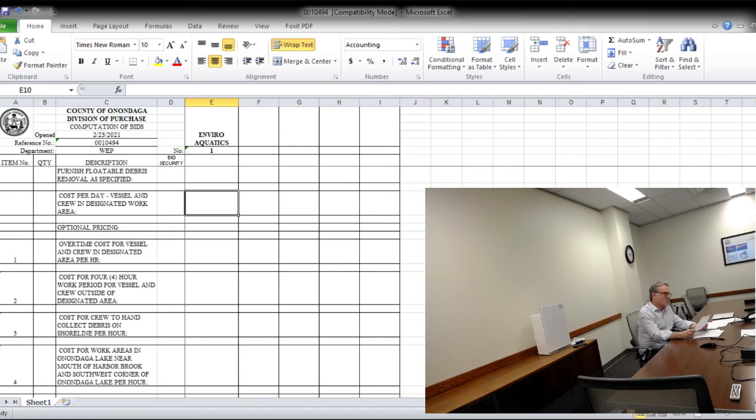Total cost per service per day is $1,150. Additional options. Number one is $175 an hour. Number two is $800 an hour. Number three is $150 an hour. And number four is $150 an hour.